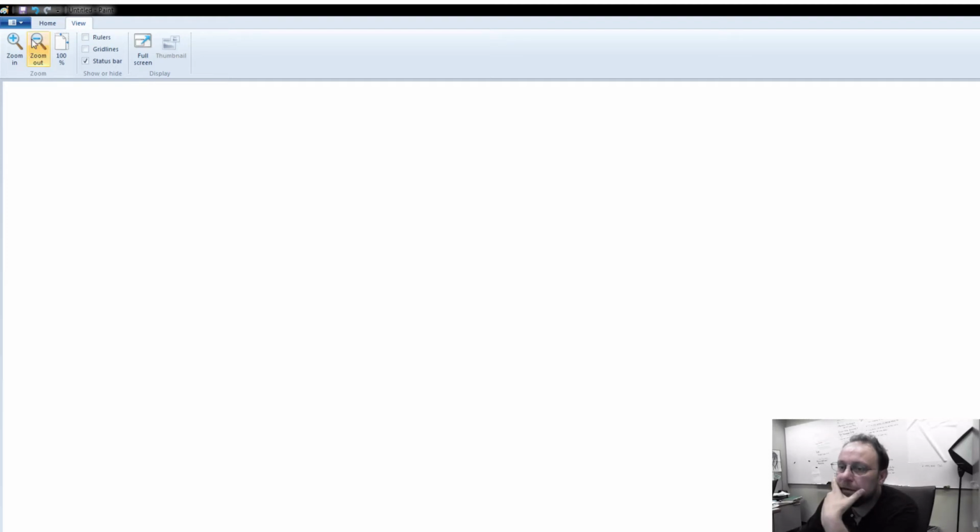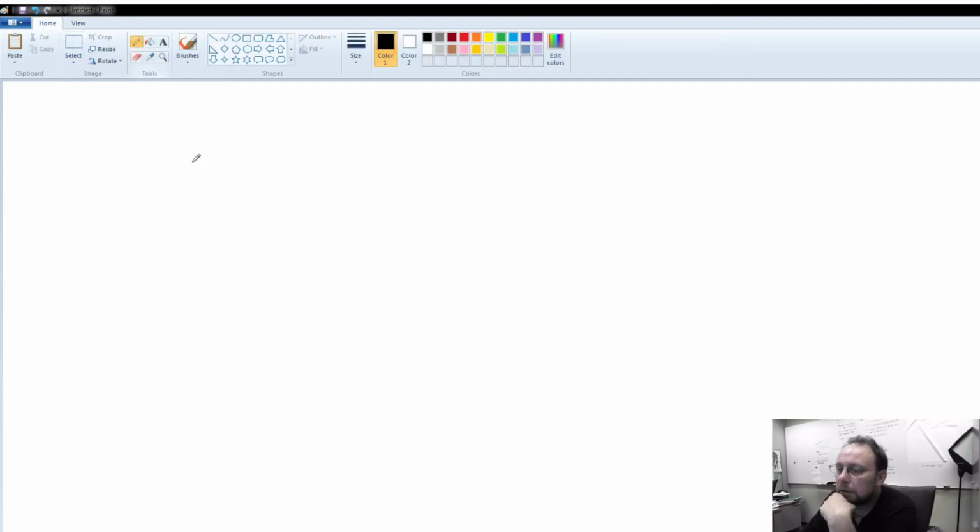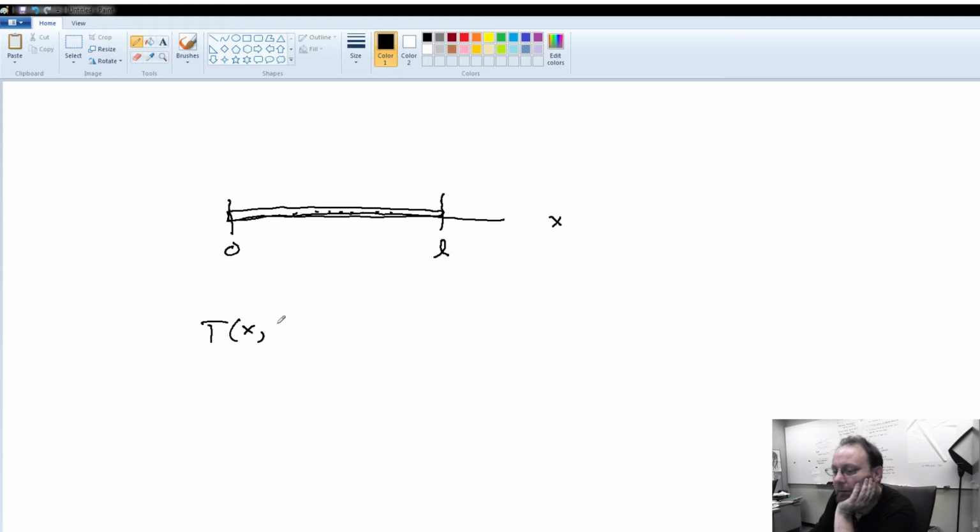Alright, so for the heat equation, I think of it as a rod of a certain length. The position along the rod is given by coordinate x. And we would like to know the temperature of this rod at each position, but at different times. So this time we don't have just a function of coordinates x and y position, we have a function of position x and time t.